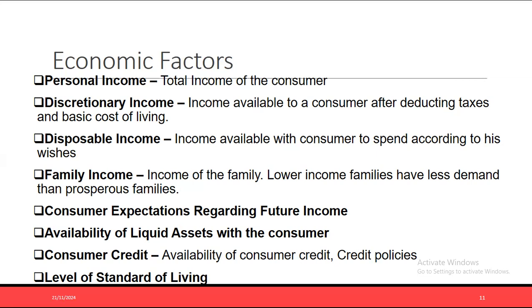Then you also have the consumer's expectations regarding future income. Does this consumer want to save for the future? Right? How much liquid assets does the consumer have? In a case where they want to make a purchase, they will think about it. What's their level of credit? All right. What is the standard of living? All of these will influence the purchasing decision of your consumer, and it will influence how they finally behave or how they go about the purchase.